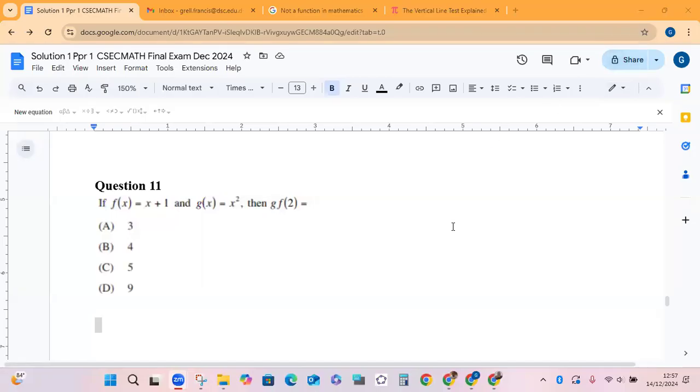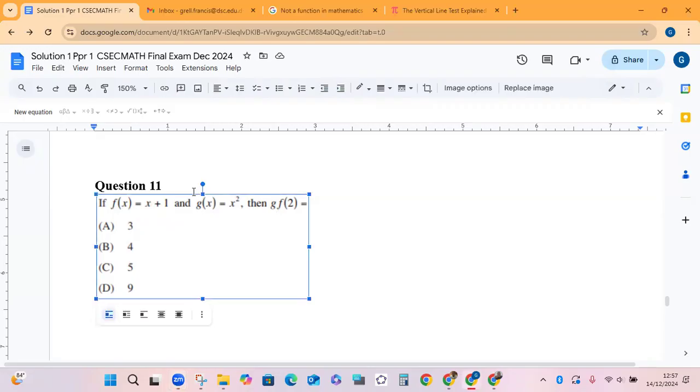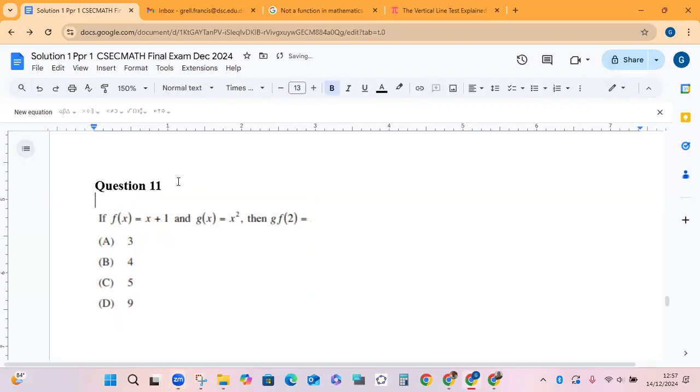In this recording, we are going to discuss question 11. It says if f of x is equal to x plus 1 and g of x is equal to x squared, then gf of 2 is equal to what? So this question is basically testing the topic of composite function.